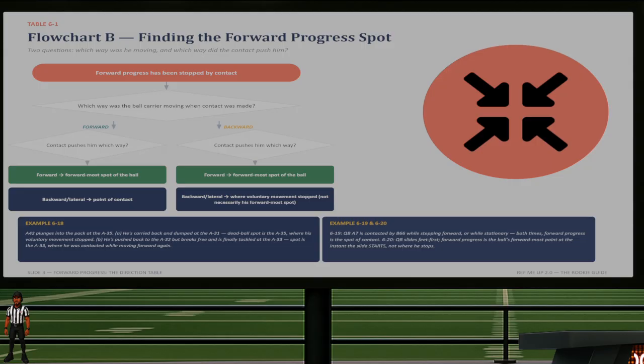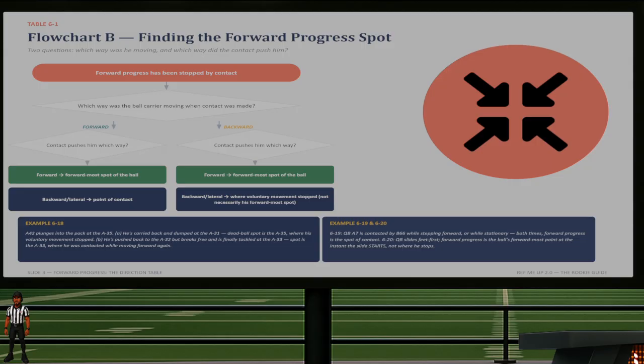A42 plunges into the pack at the A35. In version A, he's carried back several yards and dumped at the A31. The dead ball spot is the A35. That's where his voluntary movement was stopped. In version B, he's pushed back to the A32, but he breaks free and keeps running, finally getting tackled at the A33. Because he broke free and was moving forward again when he was contacted, the spot is the A33.